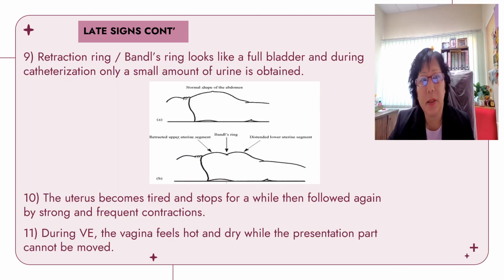Late sign of obstructed labor, number nine, the retraction ring or Bandl's ring looks like a full bladder, and during catheterization only a small amount of urine is obtained, as you see in the diagram. Number ten, the uterus becomes tired and stops for a while, then is followed again by strong and frequent contractions. During vaginal examination, the vagina feels hot and dry, while the presenting part cannot be moved. Okay, there is no progress of labor.